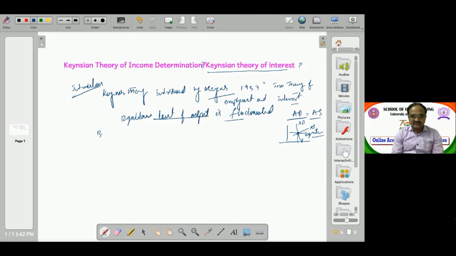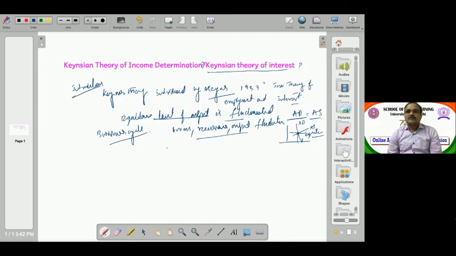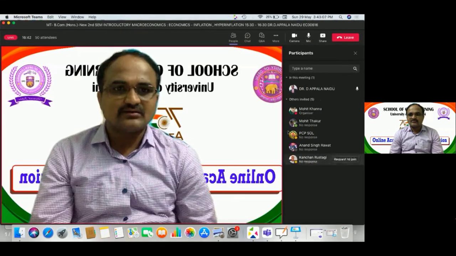So you can say business cycle fluctuation. What is the business cycle fluctuation? Like booms and recessions, output fluctuations, and so on. So how Keynes described this theory is according to two assumptions. What are the assumptions of this theory? The Keynesian theory of income determination, right?